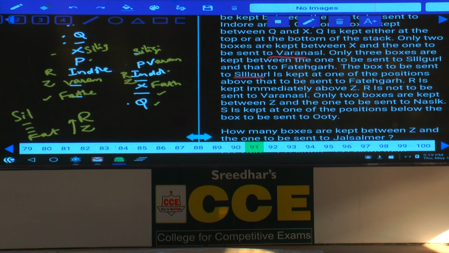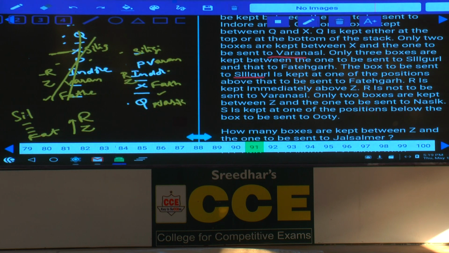Two boxes are kept between Z and Nasik. Between Z and Nasik there must be exactly 2. Now in this case 1, 2, Nasik and Siliguri must be in the same place, not possible. And this case is completely ruled out. Now we are left with one. Two boxes are kept between Z and Nasik. Z is here. 1, 2, Nasik cannot be here. Hence this Q is Nasik, because there are 2 boxes between Z and Nasik.